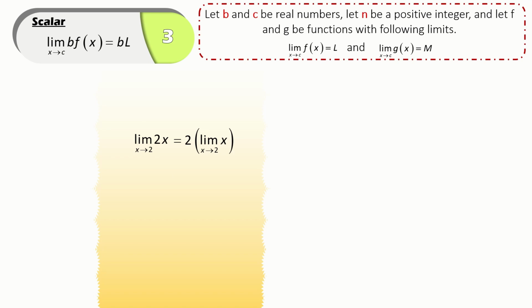We have 2, multiply it by the limit, which is 2, then simplify. Get the product, and we have 4. Thus, the limit of 2x as x approaches 2 is 4. This means that when the x value of the function 2x is getting closer to 2, the function 2x is getting closer to 4.